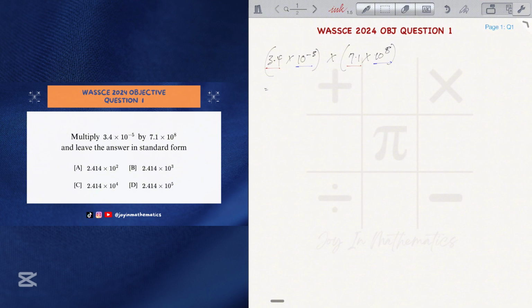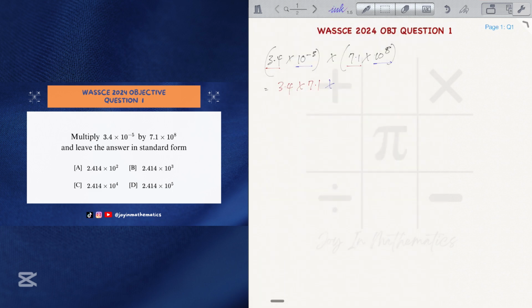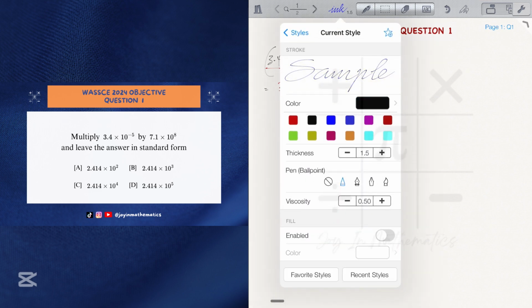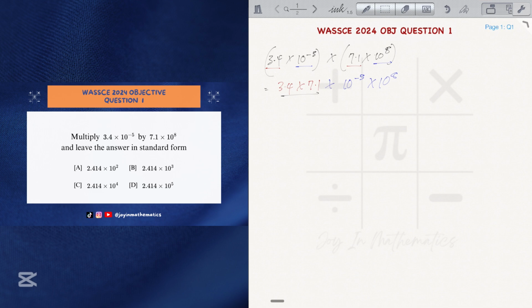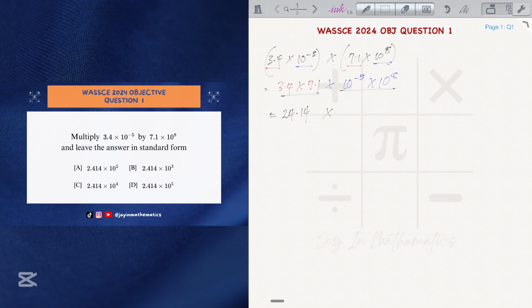So we have 3.4 multiplied by 7.1, and then we'll multiply by the powers, that's 10 raised to the power minus 5 multiplied by 10 raised to the power of 8. If we use our calculator for 3.4 times 7.1, we will have 24.14. And moving on, to simplify 10 raised to the power minus 5 by 10 raised to the power 8, we call on the laws of indices.